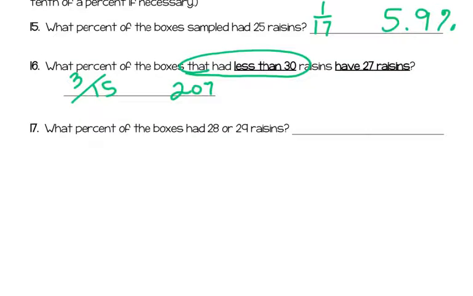And then what percent of the boxes had 28 or 29 raisins? So if you look back up at your dot plot, the 28 or 29, that's going to be 9 of the boxes out of the 17 boxes, which is 52.9%.